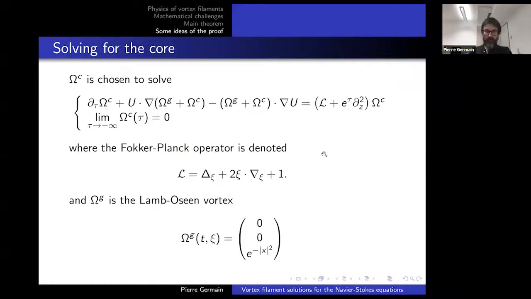So for the core, you rescale the Navier-Stokes equation, and there are a number of terms coming up, and if you rescale the heat equation, what comes out is this operator, which is the Fokker-Planck operator.